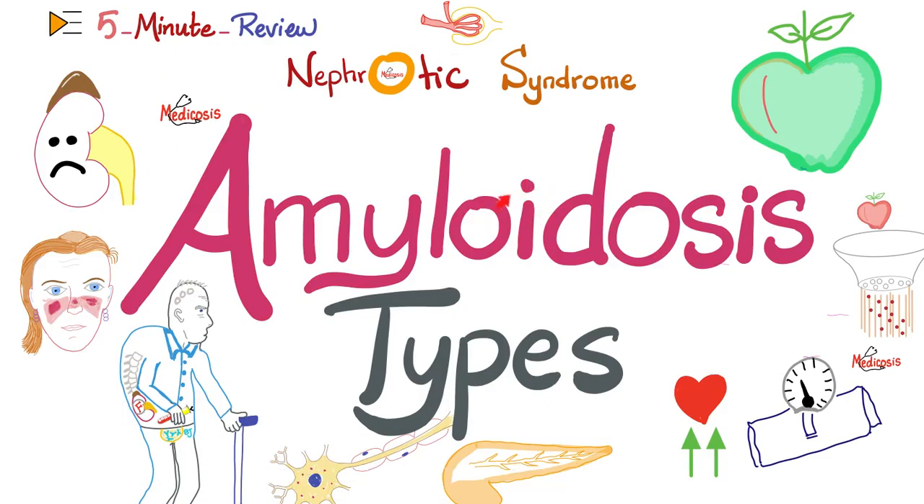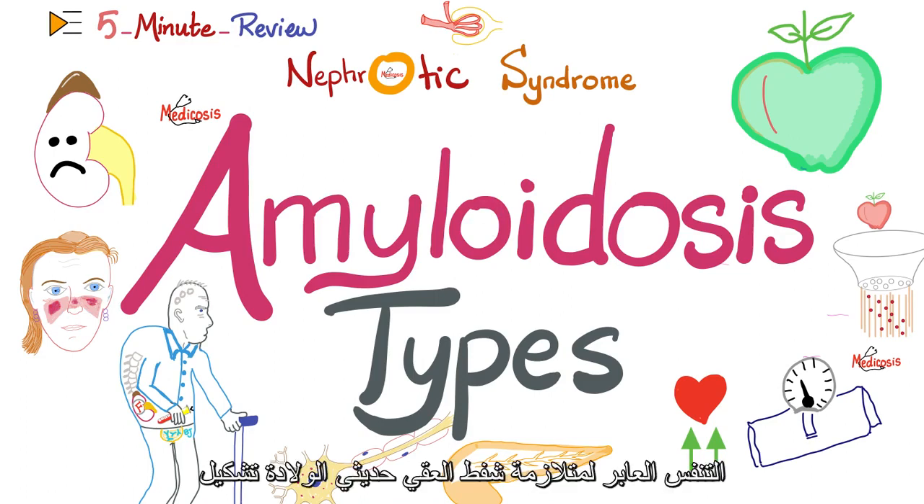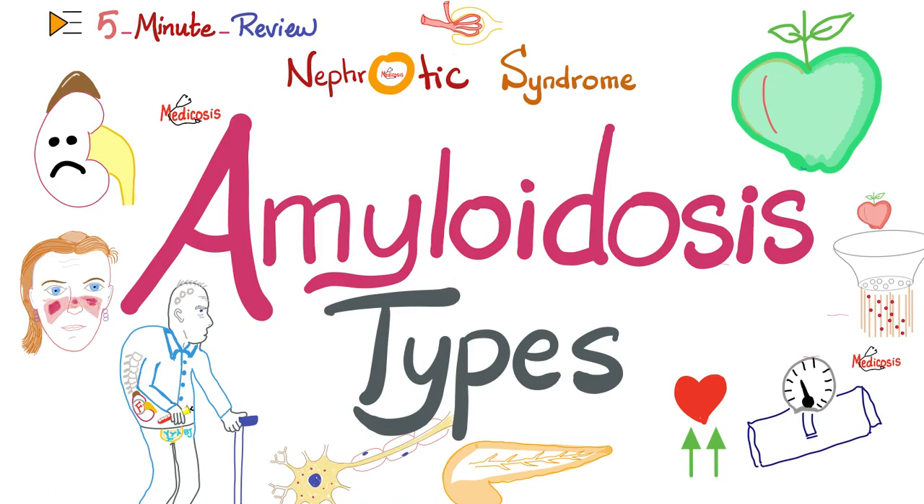In previous videos, we talked about amniotic fluid embolism, transient tachypnea of the newborn, meconium aspiration syndrome, granuloma formation, familial adenomatous polyposis, hereditary non-polyposis colorectal cancer, and others. Today, it's time to talk about the types of amyloidosis.